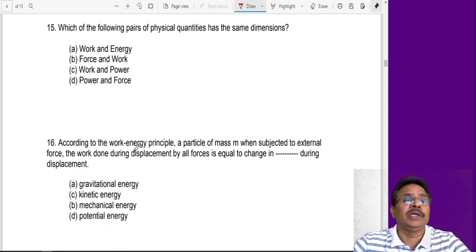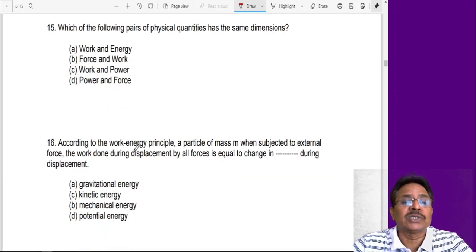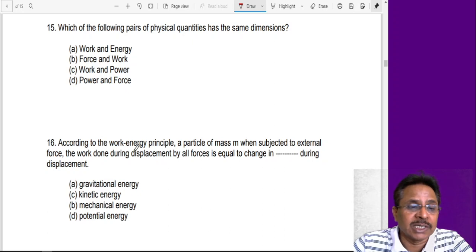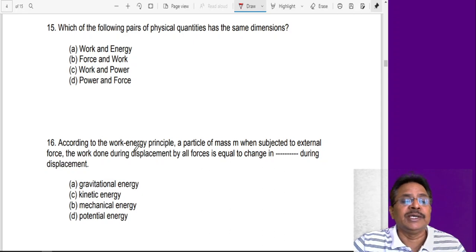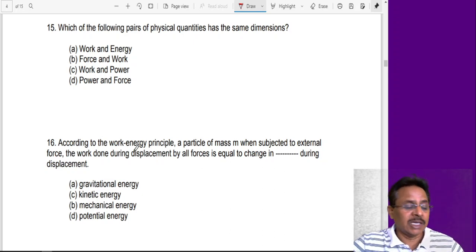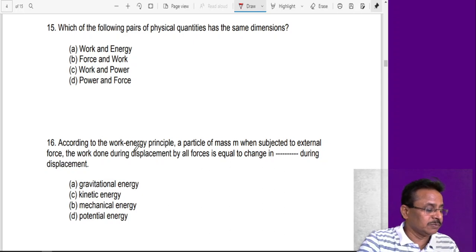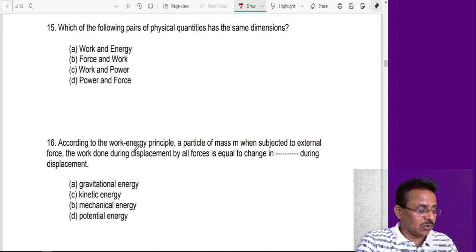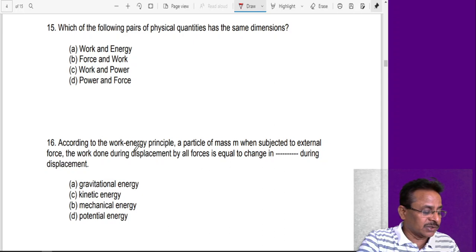Now question number 15: which of the following pairs of physical quantities has the same dimensions? Now again it comes to dimensions. There are four options. Option A is work and energy, option B is force and work, option C is work and power, and option D is power and force. Can anyone tell me the answer to this question? Work and energy. So you have to just go for its clarification. How does this particular answer come here?